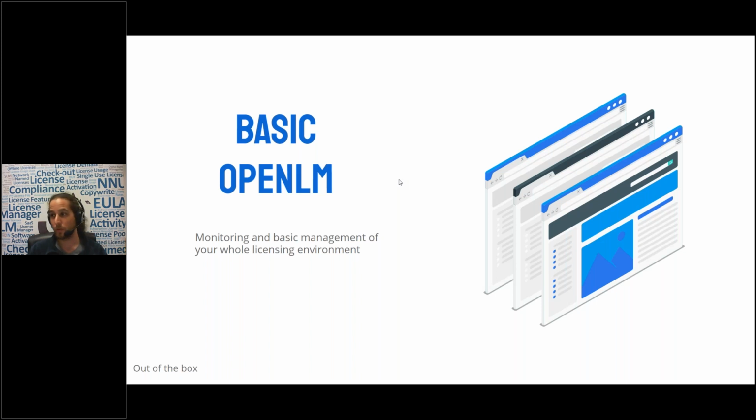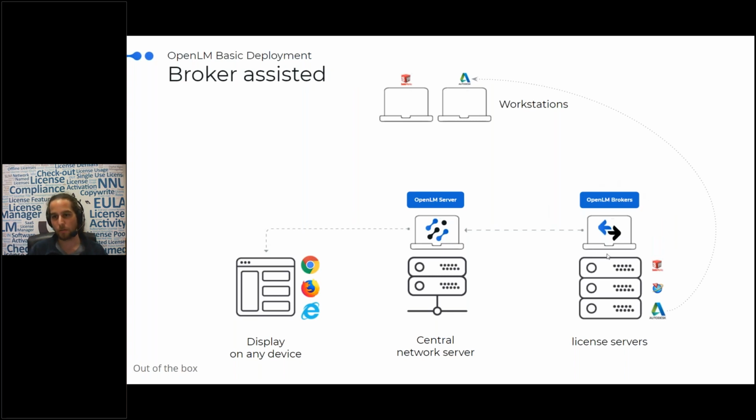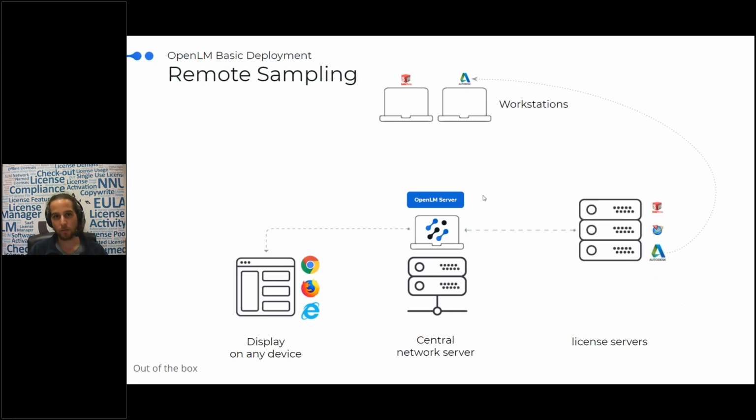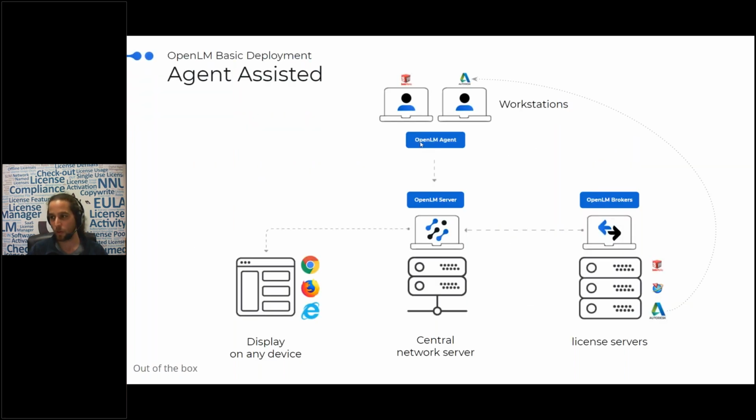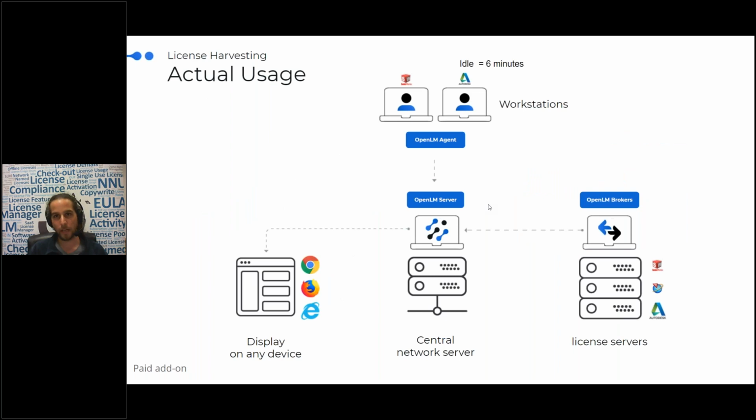What will we see? We will see how to configure the OpenLM server to talk to the license manager. Then we'll install an OpenLM Broker on the license manager and see which benefits we get. After that, we'll install the OpenLM Agent on the workstations as well and have all the triplets here to give us the most information we can get out of the basic OpenLM product. After that, I'm going to jump over to license harvesting and talk a little bit about how you can harvest a license that's currently idling.